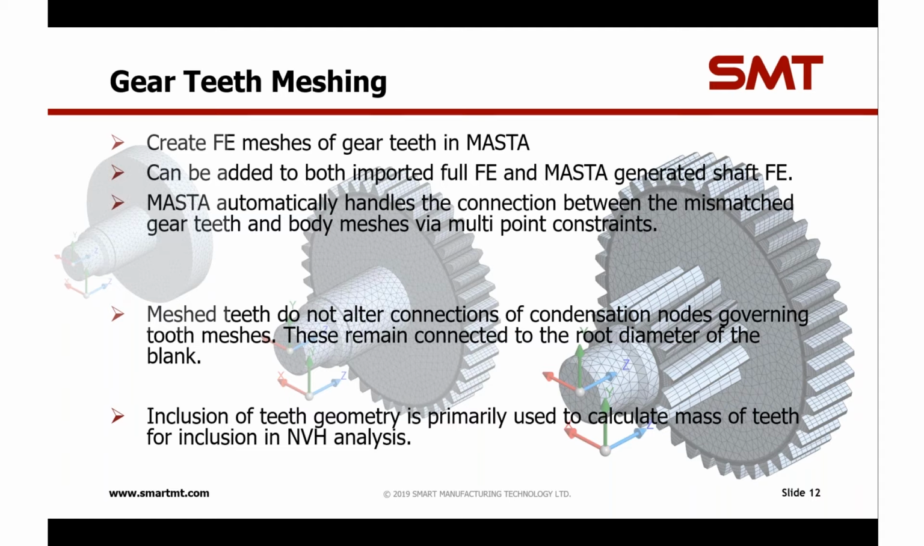So let's say you had a gear blank which has some radial holes cut out into it, so you actually need to import the FE. You can put gear teeth from MASTA on top of there. Or if you've generated the shaft FE within MASTA itself. So just a side note on how MASTA handles the connection between those two things. It automatically handles any mismatch in the mesh between the teeth and the body using multi-point constraints.